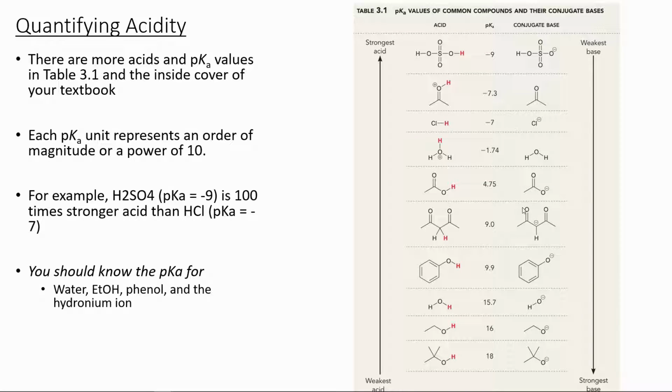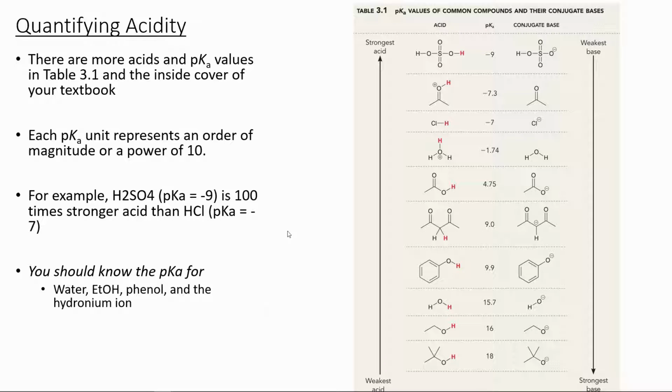Each of these pKa units represents a full order of magnitude. So if we were to compare these two different alcohols, ethanol would have a pKa of 16. Tert-butyl alcohol has a pKa of 18. This is 2 orders of magnitude. So ethanol is 100 times more acidic than tert-butanol.